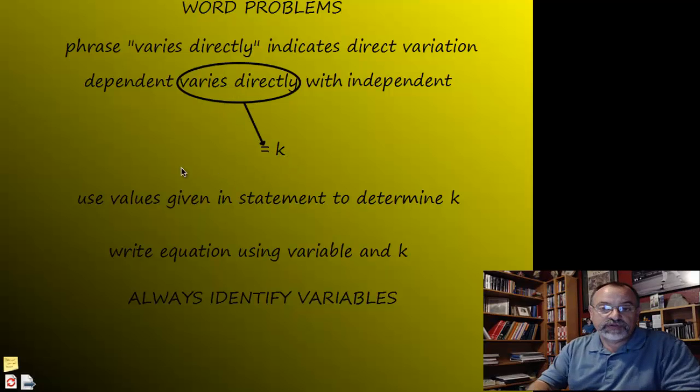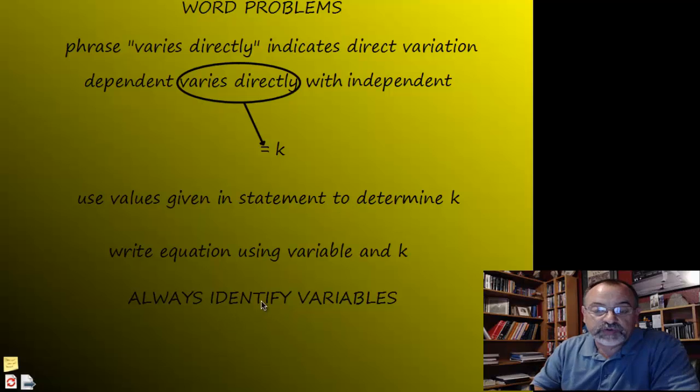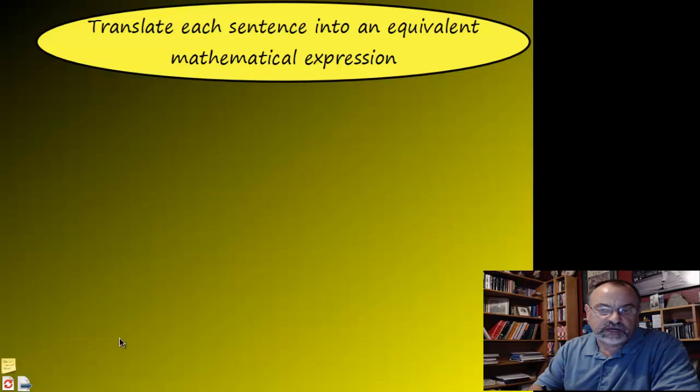Now, a very important thing to be aware of as we go throughout the year is that you must always identify the variables that you're using. In other words, if you introduce variables into the problem because they're not given to you, then you have to state what those variables are going to represent. And I'll use that in a couple of examples.